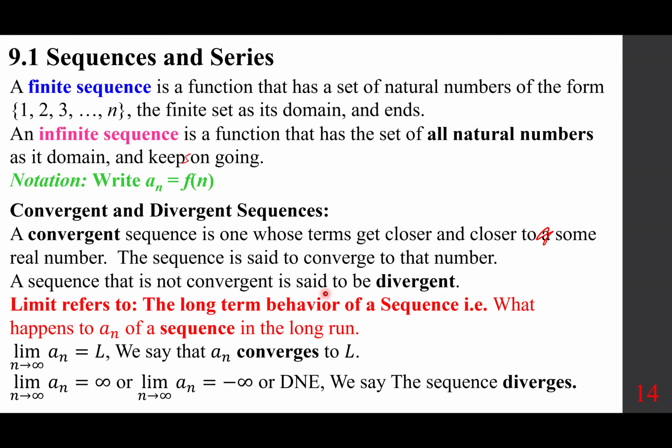You'll learn more about this in later courses. Limit refers to the long-term behavior of a sequence, i.e. what happens to a sub n of a sequence in the long term. Notation: the limit of a sub n as n goes to infinity is L. We say that a sub n converges to L. The limit of a sub n as n approaches infinity is infinity, or negative infinity, or DNE, does not exist. We say the sequence diverges. Let me just write this out for you. That's the meaning of it. DNE: does not exist.